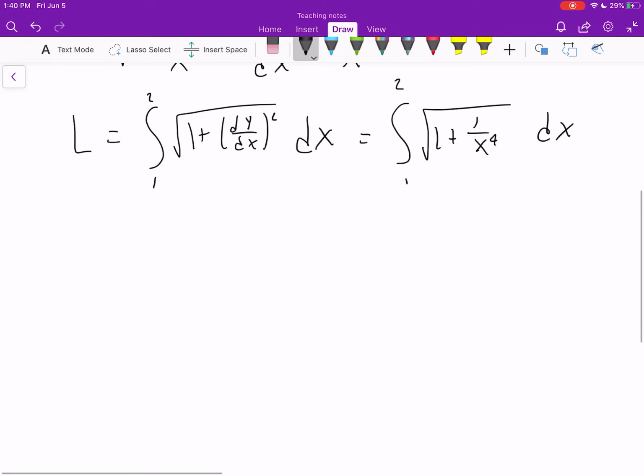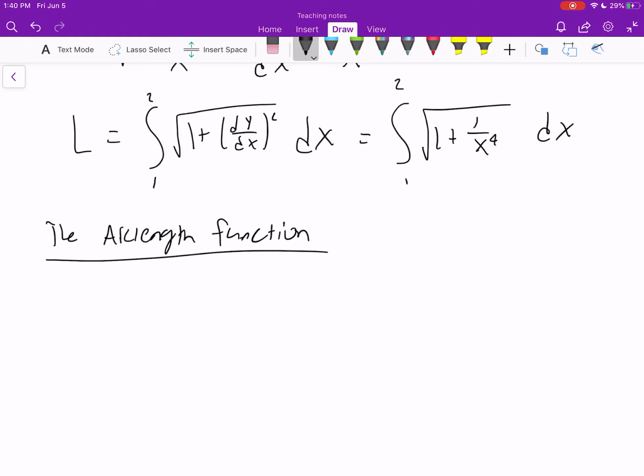So now we're going to talk about the arc length function. What this answers is the question: if I wanted to find the arc length from 1 to 2 of a function, I would do the integral from 1 to 2 and get a number. But if I had to go back and find the arc length from 1 to 3, I would have to do that integral all over again.